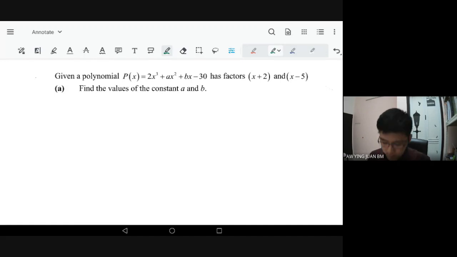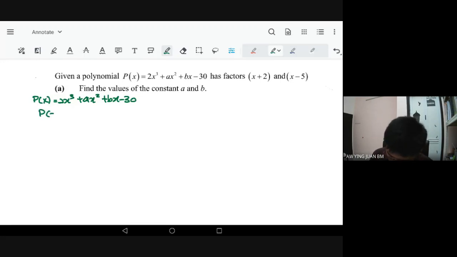Given a polynomial, normally I will write down that it has a factor x plus 2 and x minus 5, meaning that we have two factors. So p(-2) is equal to 0, number 1. Number 2, p(5) is also equal to 0. So you've got two equations. So kindly substitute. When you substitute, you may make use of the calculator, or you just straightforwardly substitute.